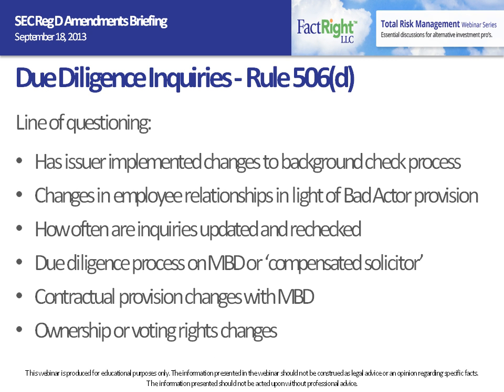We also have a different line of questioning. We ask, has the issuer implemented any changes in their background check process due to 506D? We also look for any changes in employee relationships in light of the bad actor provision. And we look at things like how often our inquiries are updated, how often people or entities are rechecked. We look into the due diligence process issuers have on managing broker-dealers or compensated solicitors. We see if any contractual provisions have changed between the issuers and the managing broker-dealers. And we look to see if there's been changes in any ownership or voting rights of the issuers due to the bad actor provision.